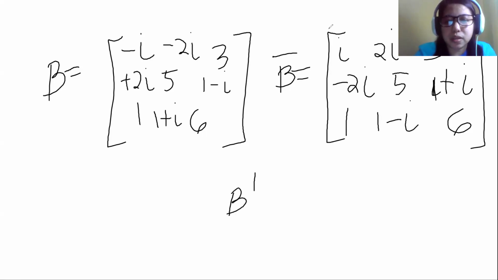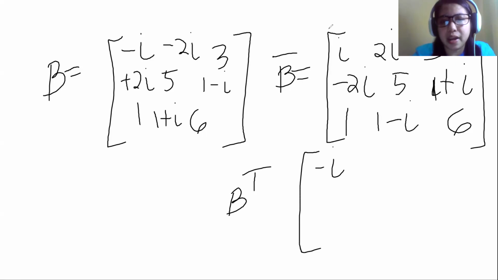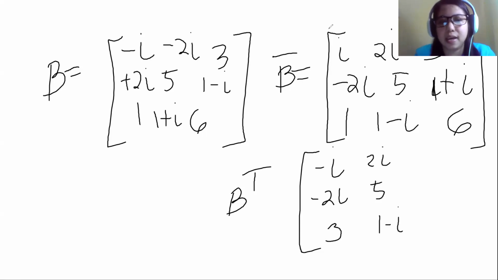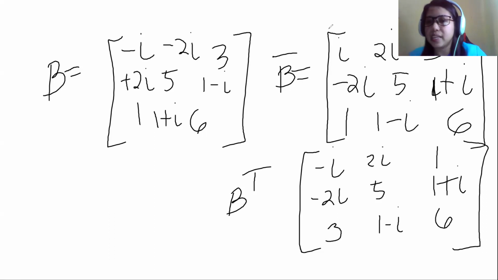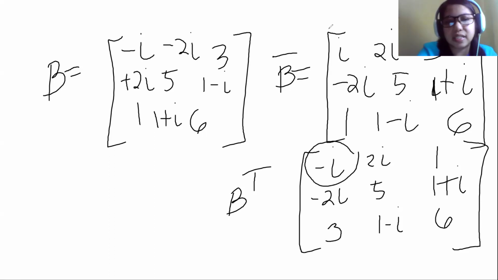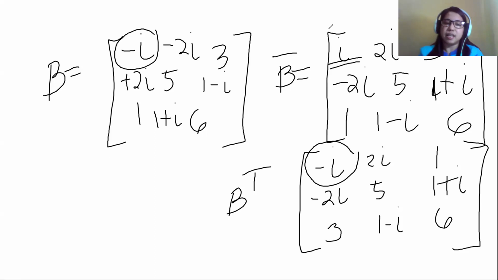Now, let's get the transpose. So, negative i, negative 2i, 3. So, this is the entries in the first row. So, let us place the entries in the second row for our second column. 2i, 5, 1 minus i, and 1, 1 plus i, and 6. Okay, so as you can see here, the answer for the conjugate of B is not the same as our answer for the transpose of matrix B because of this entry. Because here it is positive, and in our transpose it is negative.